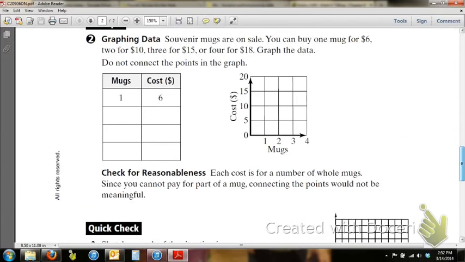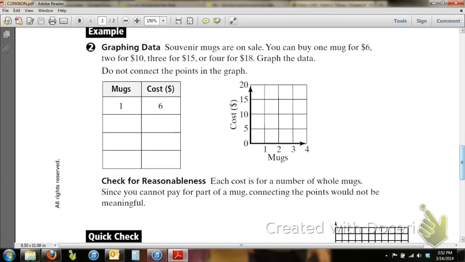Okay, now we're going to graph some data from a chart here. Souvenir mugs are on sale. You can buy 1 mug for $6, which they filled in, 2 mugs for $10, 3 mugs for $15, or 4 mugs for $18. Graph the data. Do not connect the points in the graph.